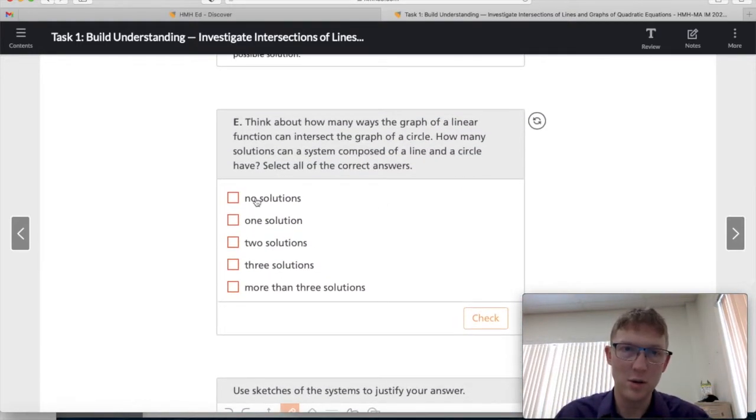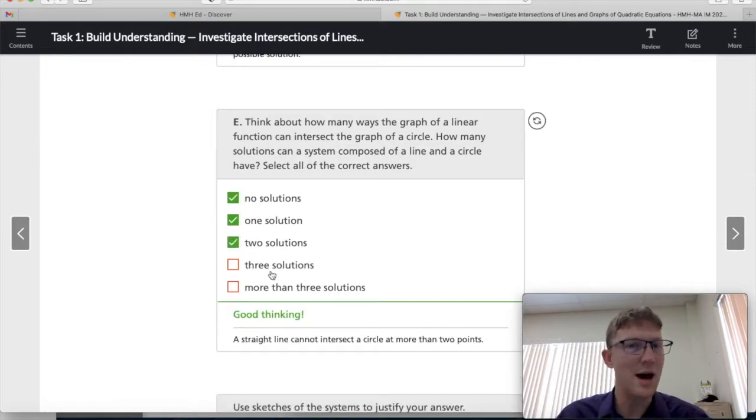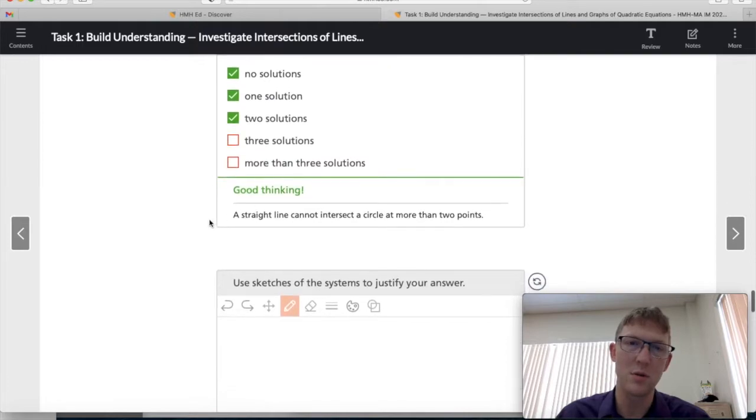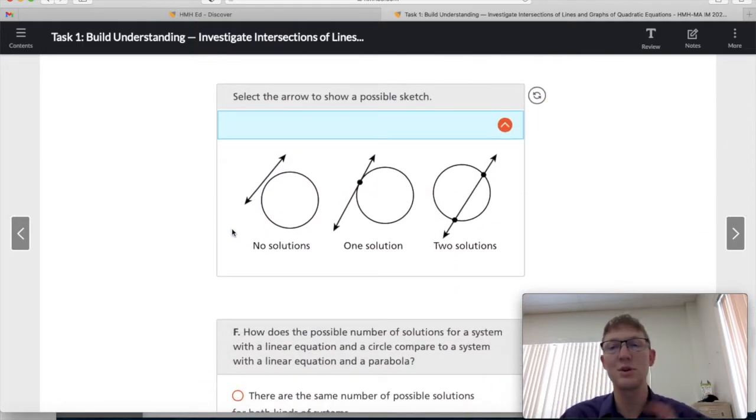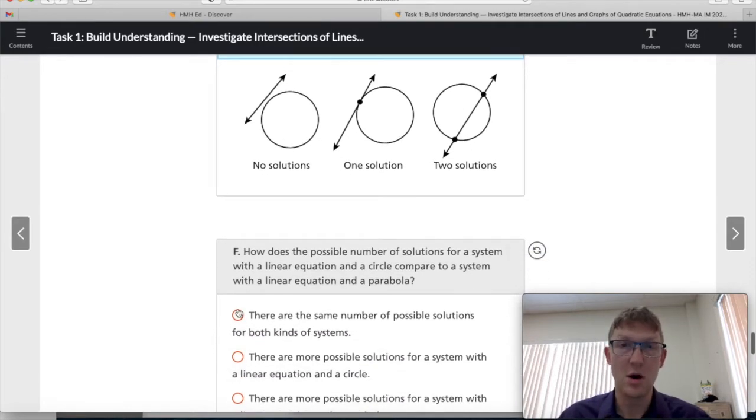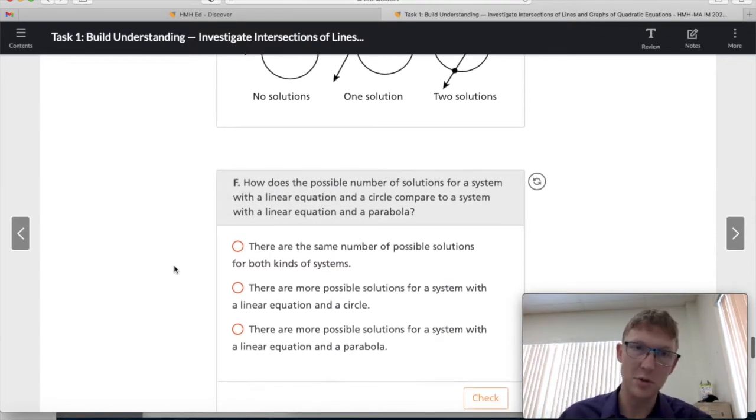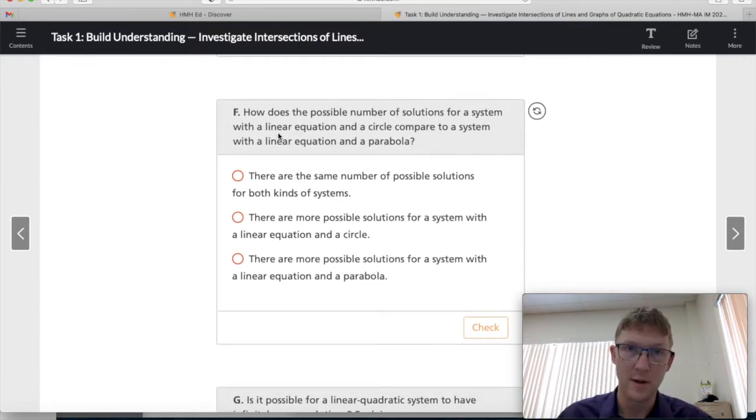So up here, you would have no solution, one solution, or two solutions. You cannot possibly have three or more solutions if you're dealing with just a line and a circle. There are other equations out there that you might have more than two solutions, but we're not dealing with those today. How does the possible number of solutions for a system of linear equations and a circle compare to the system with a linear equation and a parabola?